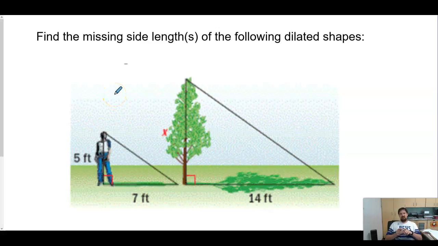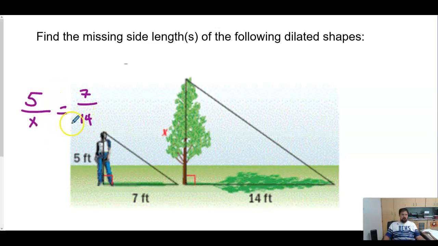Alright, so let's find the missing side length of the following dilated shapes. So here we have this guy who's 5 feet tall, who's casting a 7-foot shadow. And here we have this tree, and we want to figure out how tall is the tree that casts a 14-foot shadow. So we're going to just go ahead and make a proportion. So we're going to do 5 over, what corresponding side is 5? Well, it's my x, because it's both the height of something. You're going to set it equal to, since I put 5 on top, I have to use a 7 on top. So we're going to do 7 over 14.